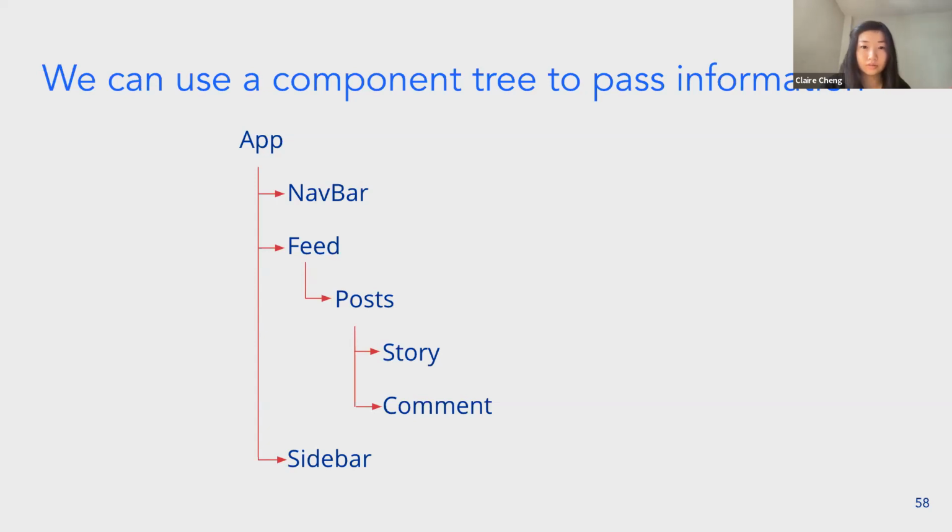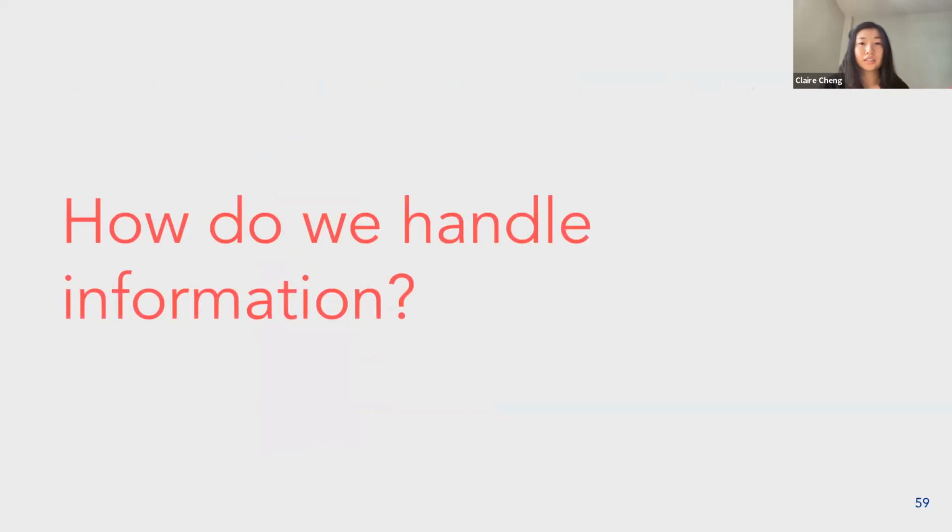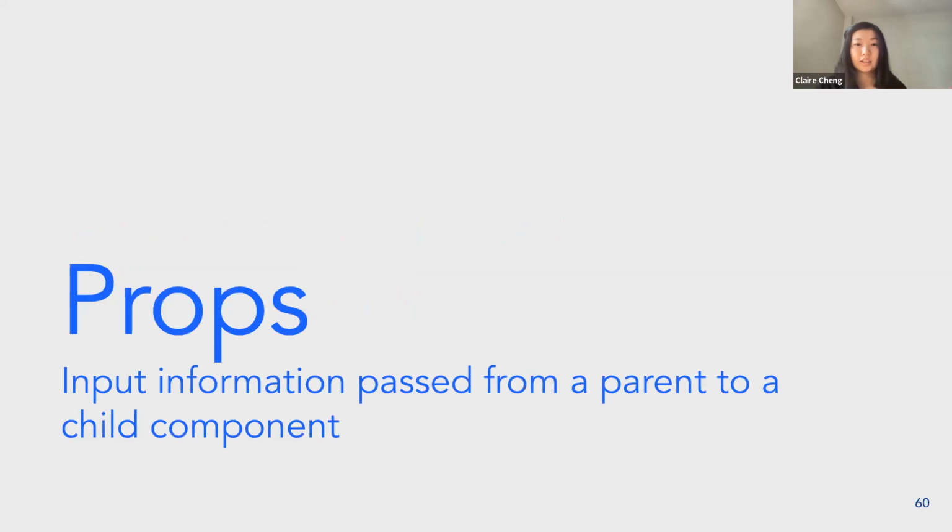So how do we actually handle this information that we're trying to pass? We're going to talk about two main types of information that we're going to handle in React, props and state. One of the most important concepts in React is props. And props are basically input information that are passed from a parent to a child component.